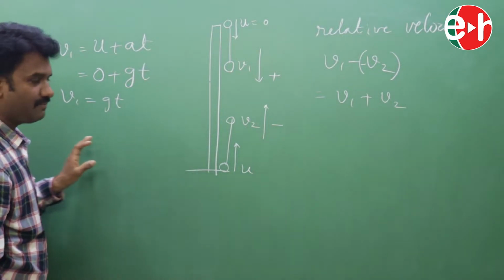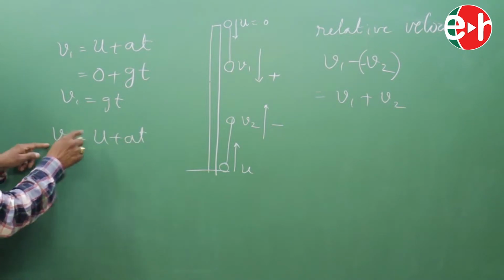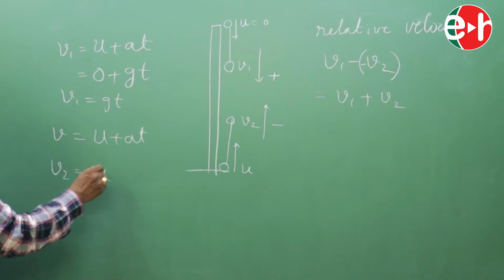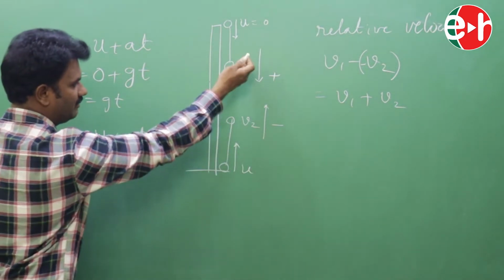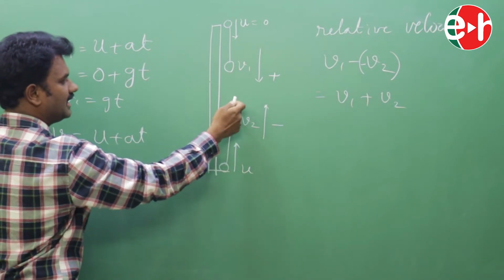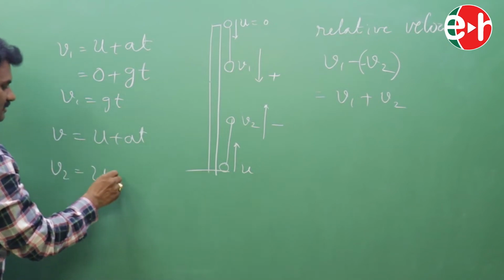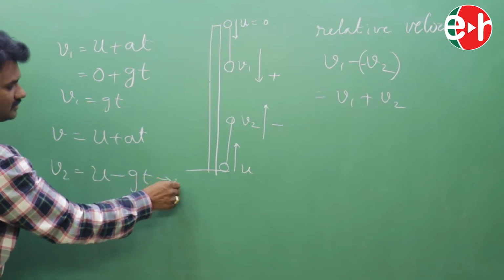For the second ball, v is equal to u plus at again. But here the final velocity I took as v2. v2 is equal to u. It has some value u. Here it means minus g as the ball is moving upwards. Velocity is taken upwards, g is downwards. So if v is positive, g must be negative. That's it, it is minus g into t. This is our v2.